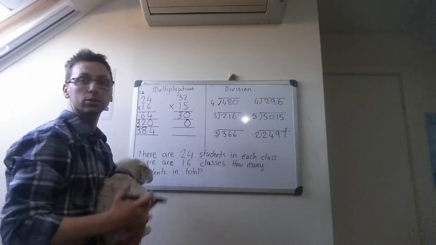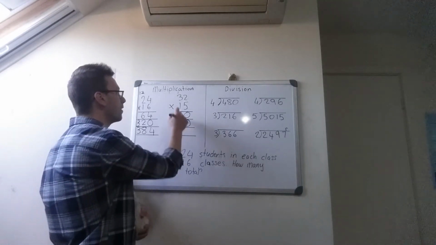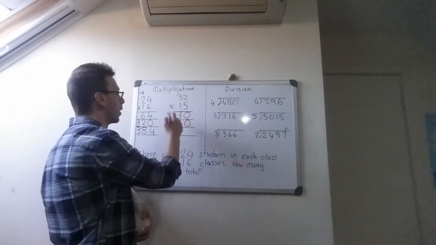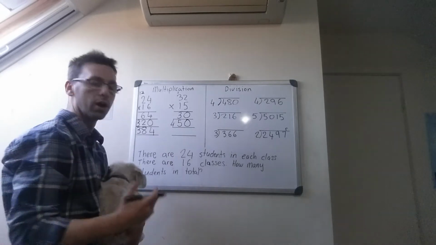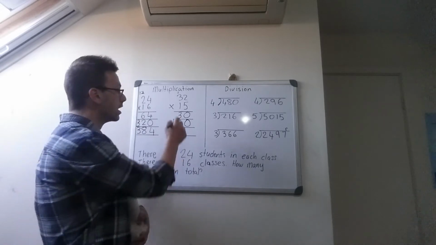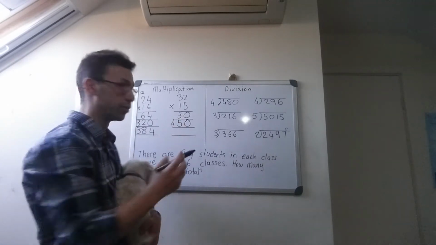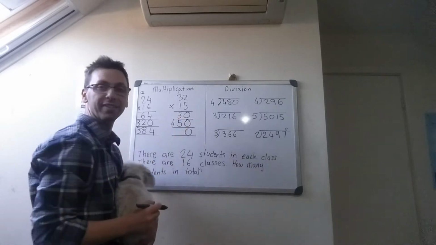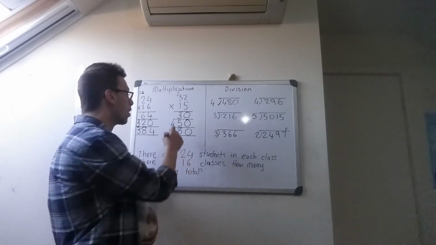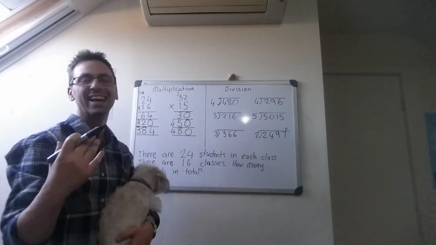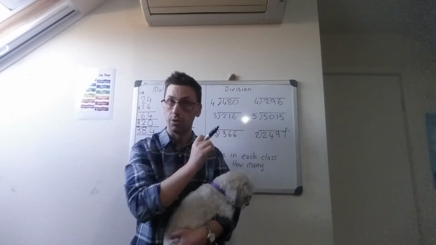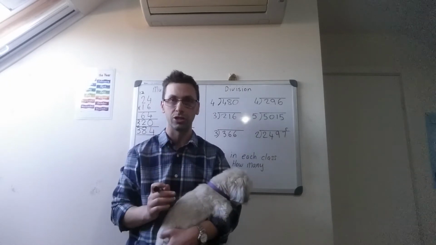3 times 5 equals 15. Put the 5, carry the 1. 3 times 1 equals 3, plus the 1 equals 4. What do we have to do? Add the digits up. All the numbers are underneath each other. 0 plus 0 is just 0. 3 plus 5 equals 8. 4 plus nothing is just 4. The number is 480. Two things to remember: carry the 0 and make sure all the numbers are underneath each other.